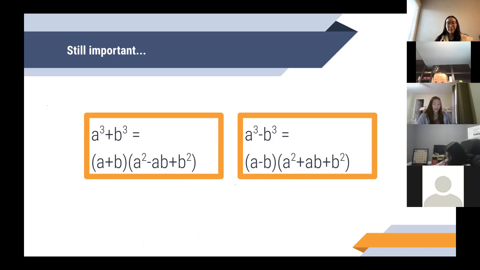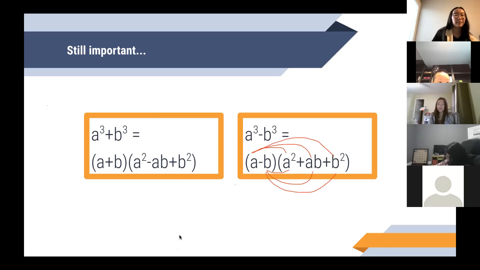All right, do you guys really want to see it distributed? Yeah, we want to see it distributed. Okay, let's do it. Love your love for math. Yes, we fully approve. So A times A squared, A times AB, A times B squared, negative B times A squared, negative B times AB, and negative B times B squared.